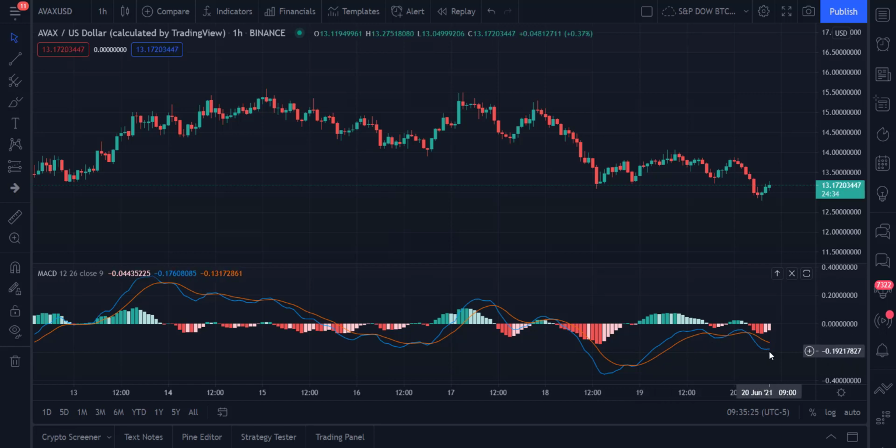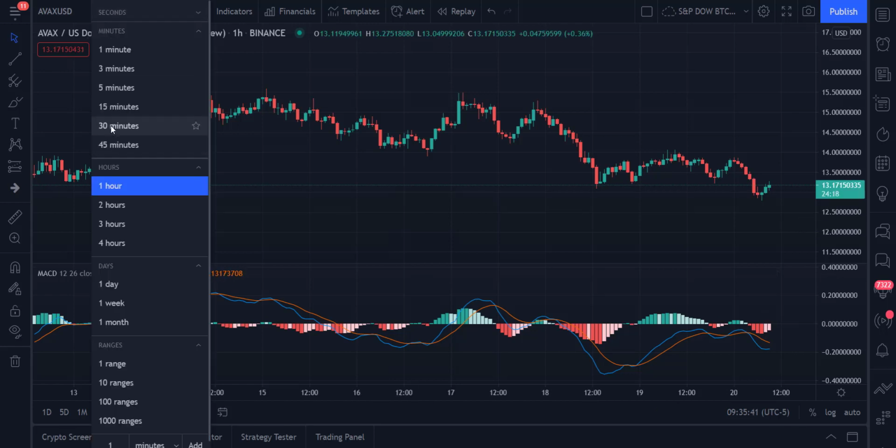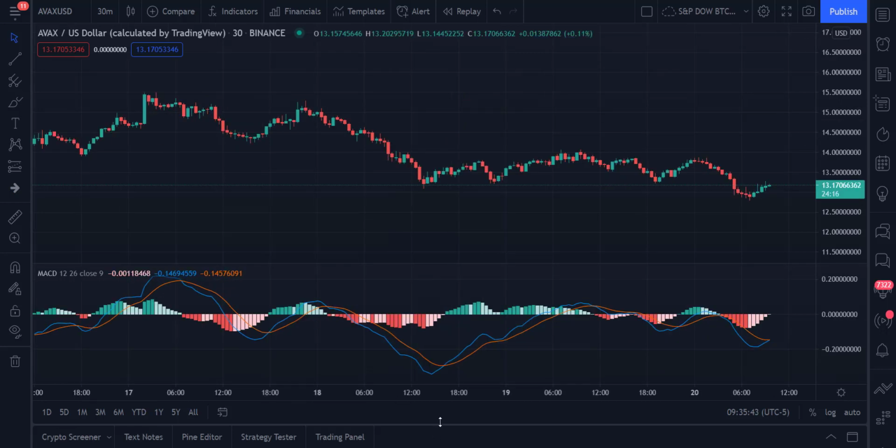Right now the blue line, the MACD line, is below the red, the signal line. If that crosses over and it immediately crosses above the zero line, I would take that as a buy signal. But until then, I wouldn't use this MACD to trade on at the 1 hour for sure.